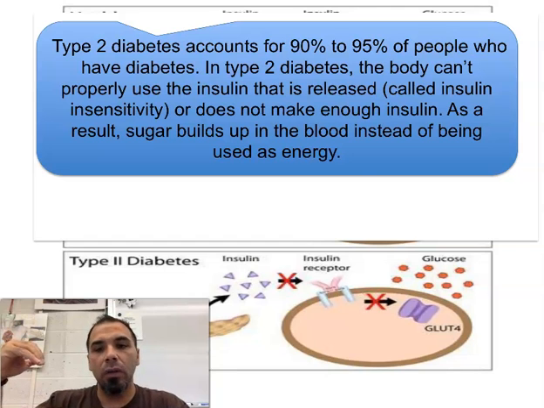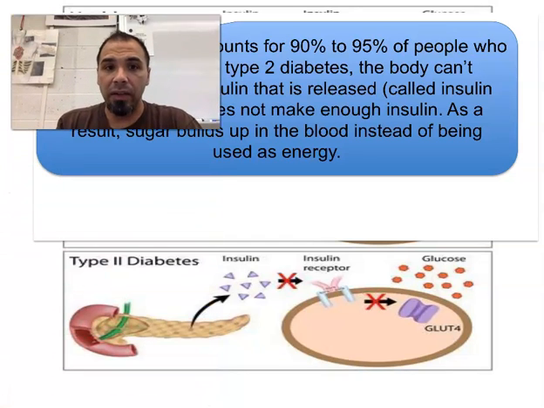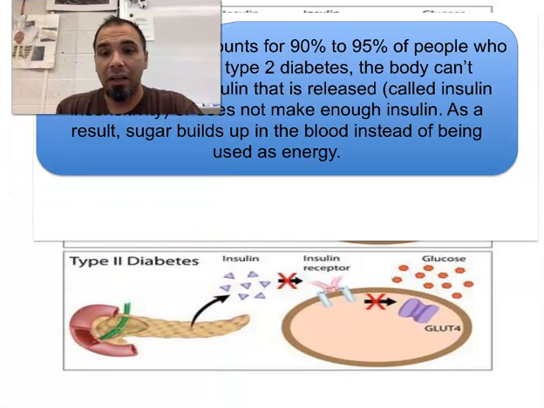So type 1, autoimmune, right? Type 2, this is where you can't properly use the insulin. And so in type 2, you're producing insulin, but for whatever reason, it can't activate that receptor.